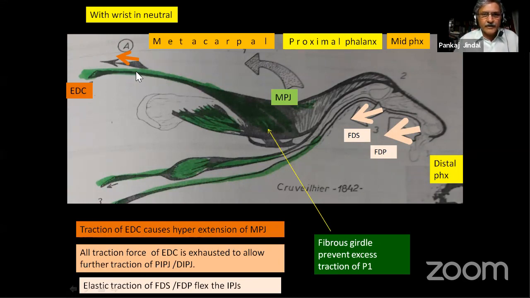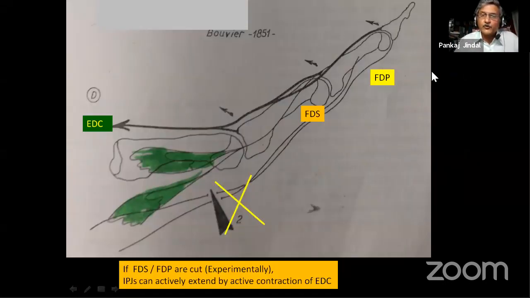So when the extensor digitorum communis is working on the MP joint, it causes extension of the metacarpophalangeal joint. As it contracts further, it tries to extend the PIP joint and the DIP joint also. But there are strong sublimis and profundus working on the PIP and DIP joints. They prevent further extension of the PIP and DIP joints under the effect of EDC. That basically means if you cut the FDS and FDP, you will be able to extend the PIP and DIP joints. But in real life, you can't cut the flexor tendons.